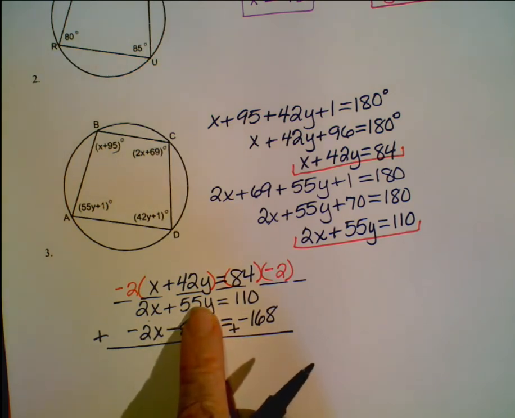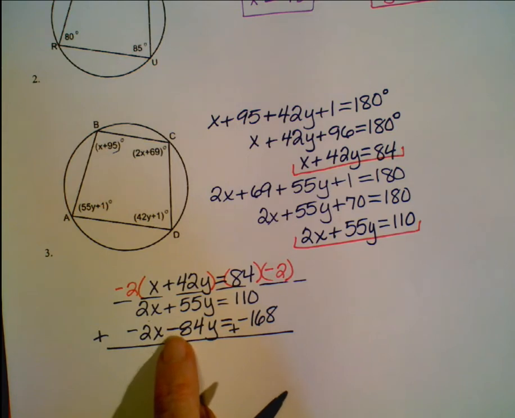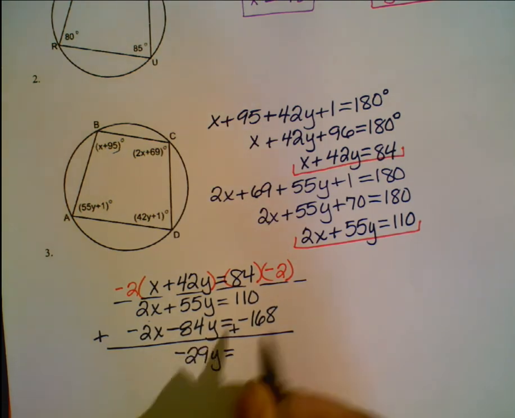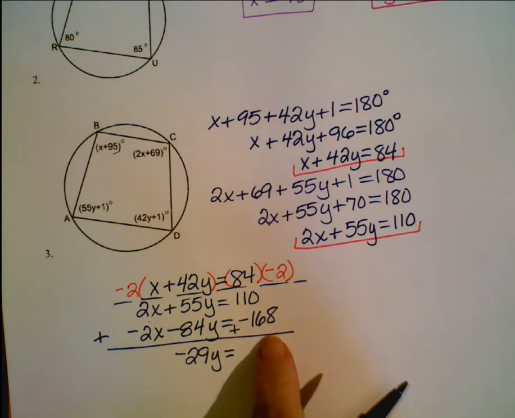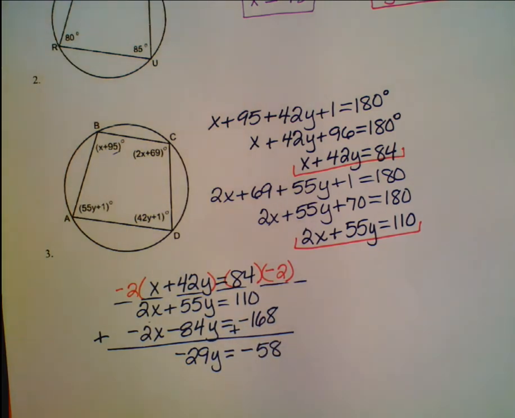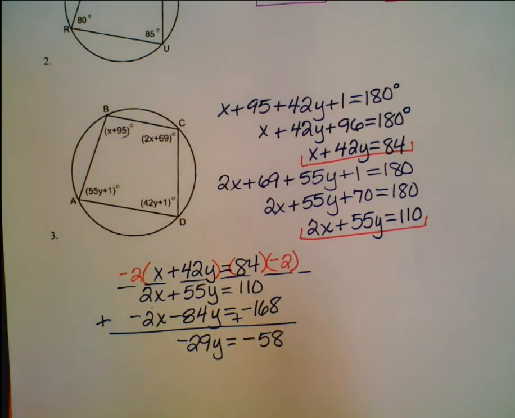55 plus a -84, be careful with that negative there, even though we read it as a minus, we're understanding it to be a -84y, produces a -29y. And on the right side, 110 minus 168 or plus -168 gives us a value of -58. So automatically I've eliminated x and it's down to a very simple equation to solve for y. Divide both sides by that -29, we get y equals 2. And that's one of our two solutions.